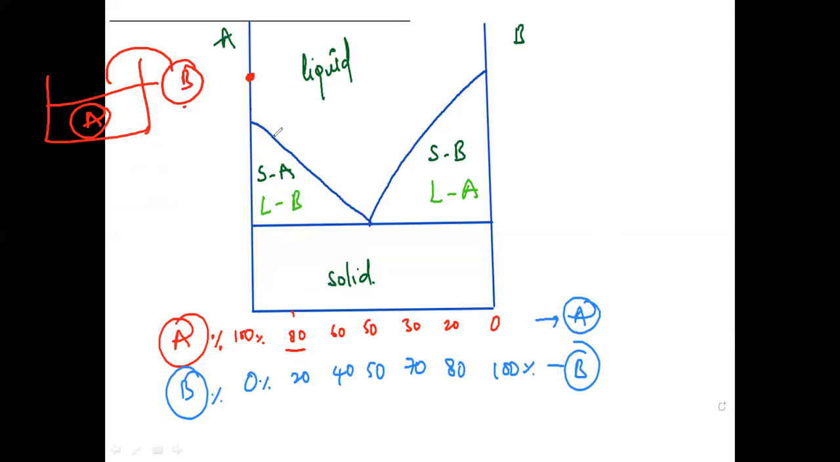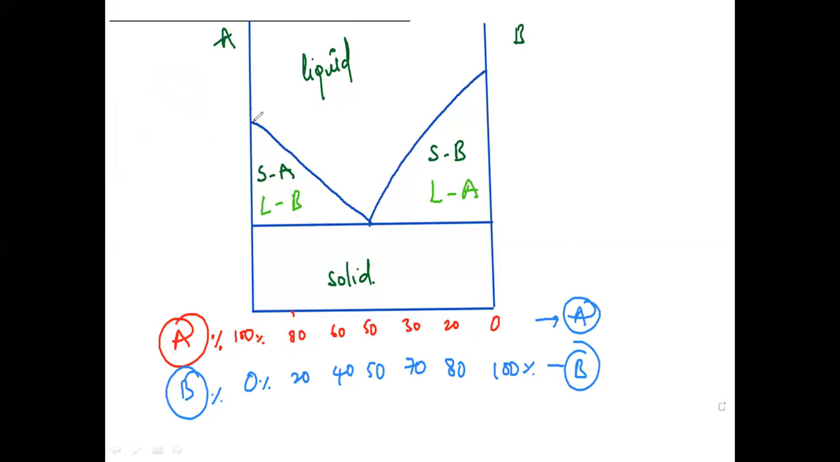Let us understand. At this particular point, I am taking A, which is liquid. Only liquid is there. Now slowly we are adding B. Let us take it as 100 grams, that is, 100 ml, because here I am taking liquid composition. So the total is 100 ml, and now B we are adding is 20 ml. What happens here? The freezing point of A is decreasing.